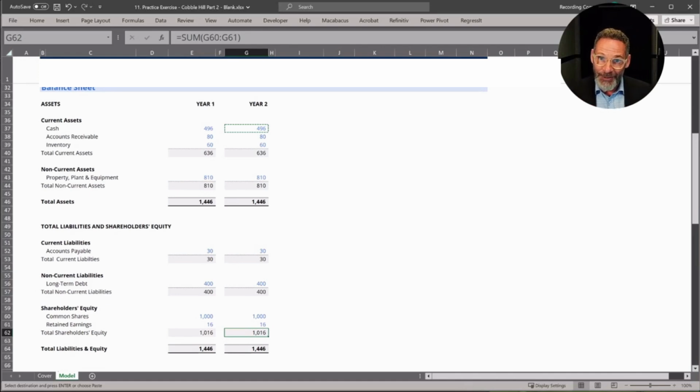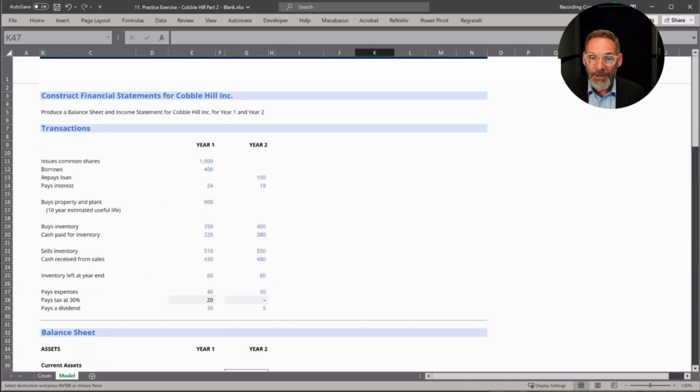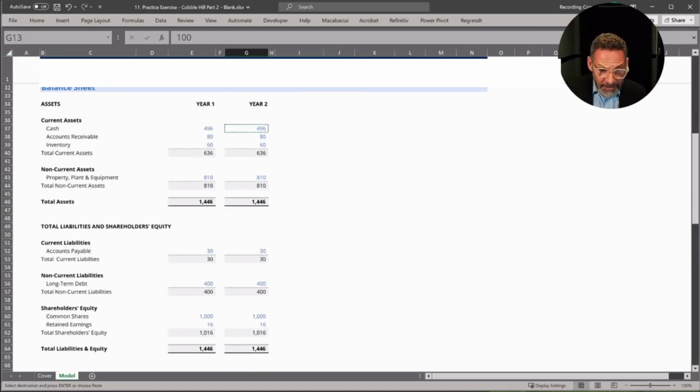Now we can start recording transactions. So let's actually work through those. The key question to ask always is, is the transaction going to hit the balance sheet or the income statement or both? So here we have a loan being repaid. That means our cash is going down and the loan's going down. So that won't hit the income statement. So let's actually capture that. Minus 100 of cash, and the loan goes down by 100.